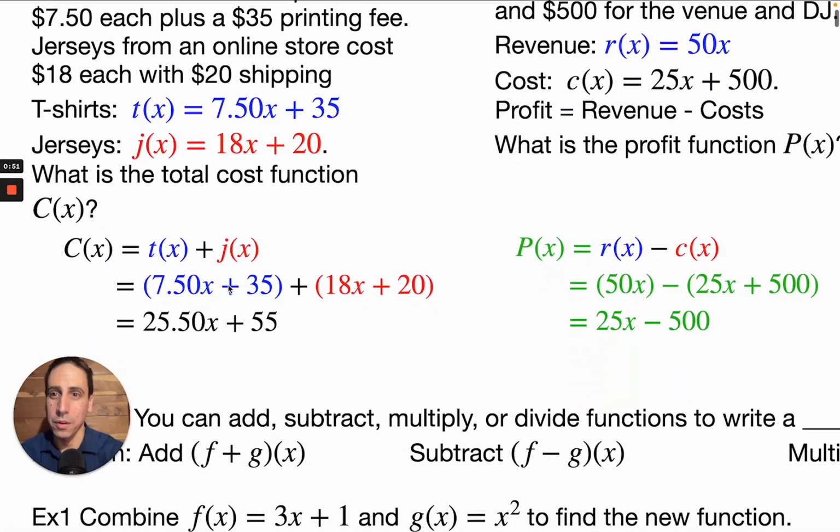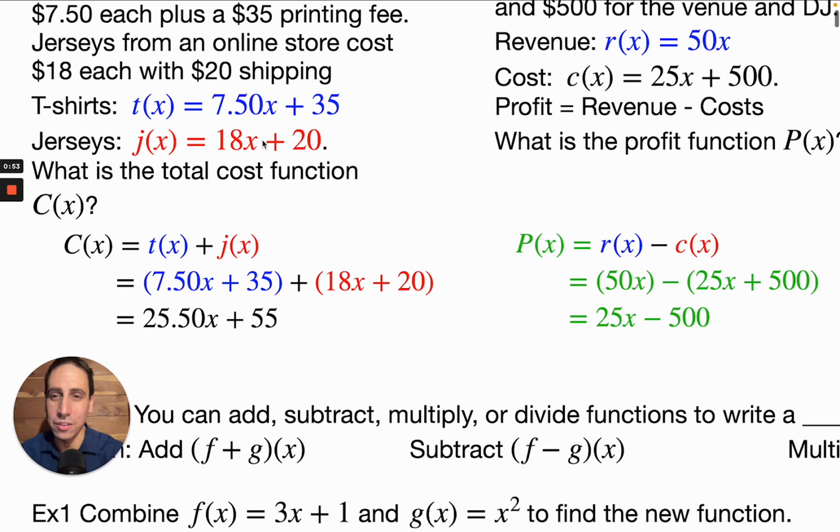So basically, you can add these two functions together. You've got the T-shirt function and the jersey function. You add them together like this to get 7.50x plus 35. That's the blue part, and the red part is 18x plus 20. Combining like terms, because you know you can, you get 25.50x plus 55, and that's the total cost. It's a lot easier. If you want to know what the total cost is, you can just use this function here as opposed to the individual two.